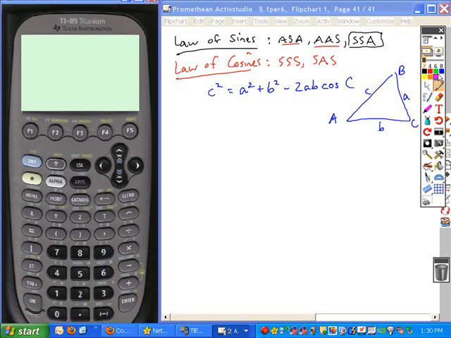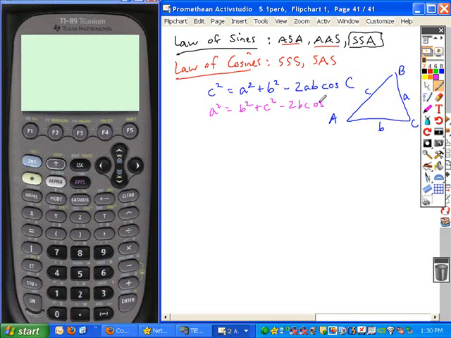And you can think of this in 3 different forms, because if you're solving for A, then it would be a squared is equal to the sum of the squares of the other 2 sides minus twice the product of those sides times the cosine of the angle opposite this side that we began with on the left side of the equation. Which means the final form would be, if we want angle B or side B, b squared is equal to the sum of the squares of the other 2 sides minus twice the product of those 2 sides times the cosine of the angle opposite this side here, B.